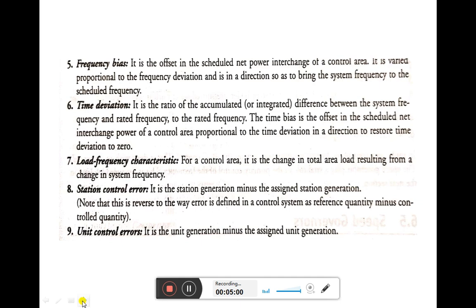Okay, and it is varied proportional to the frequency deviation, and it is in a direction so as to bring the system frequency to the scheduled frequency. So this is what is the frequency bias.